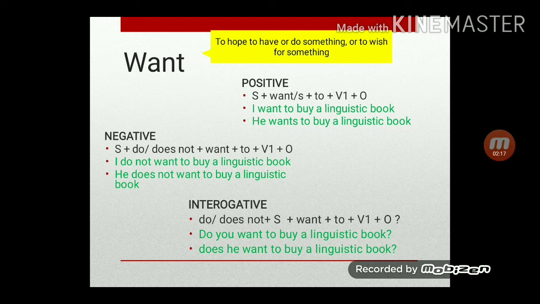The last is the interrogative form. Do or does will be in the first part of the sentence. Do you want to buy a linguistic book? Or does he want to buy a linguistic book?